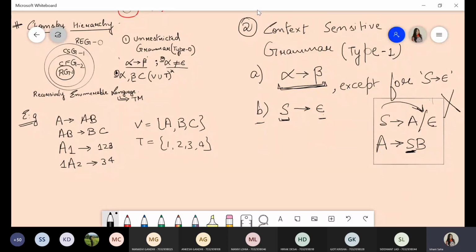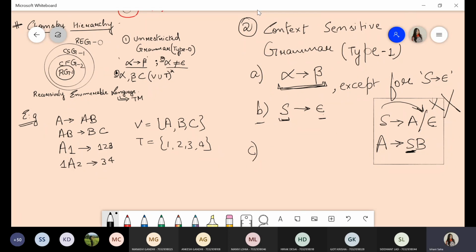So this is not allowed. You can write it down, but then you can write it as a cross that it is not allowed. It's a wrong example because it is violating the second restriction. Okay, the C part. Now write down the C part.